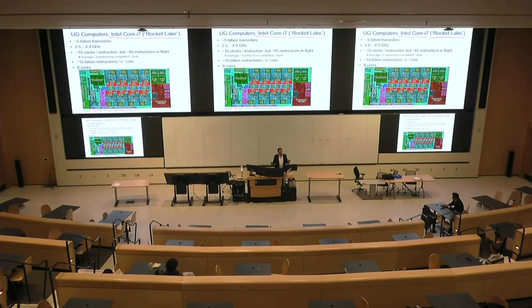But this processor doesn't work on one instruction at a time. It's actually working on about 45 at a time on average. So even though each one of those 45 instructions takes 15 clocks to complete, because I'm working on 45 of them at a time, on average a core of this processor can complete 3 instructions per clock cycle. So if we multiply all that out, we get about 15 billion instructions per second per core. Much, much faster than we had back in 1978.